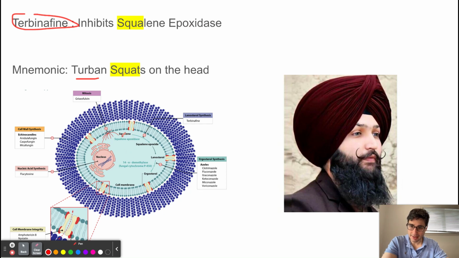Now, inhibiting squalene epoxidase is ultimately going to inhibit the conversion of squalene to squalene epoxide, which ultimately gets converted to lanosterol. And lanosterol normally gets converted to ergosterol, and ergosterol is an important component of the cell membrane for fungi. So this is how terbinafine is going to work, by basically limiting the production of ergosterol, which is an important cell membrane component.